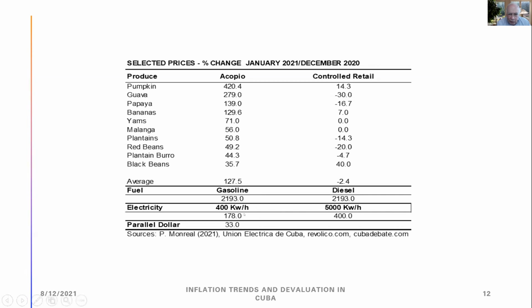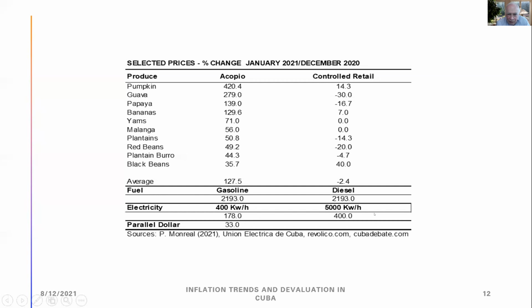today, so that for low consumption, for 100 kilowatt hours, the increase was 128%. And this is a very tiny amount of electricity. As Omar Everleni said this morning, a light bulb can be 100 kilowatts. So if you have 4 light bulbs on a month, you use 400 kilowatt hours.